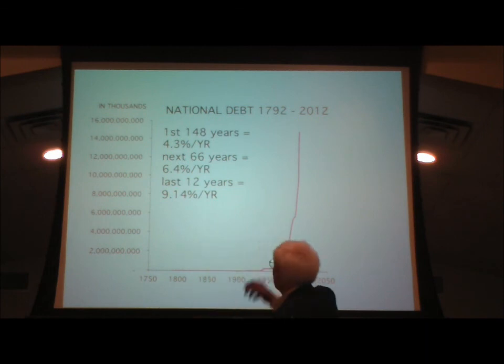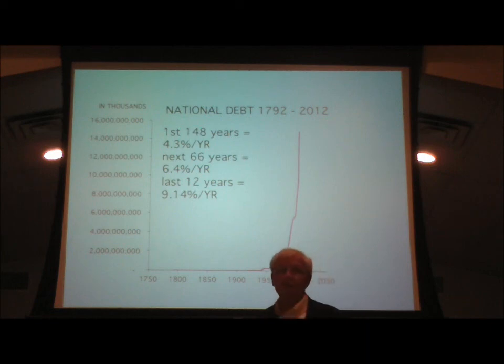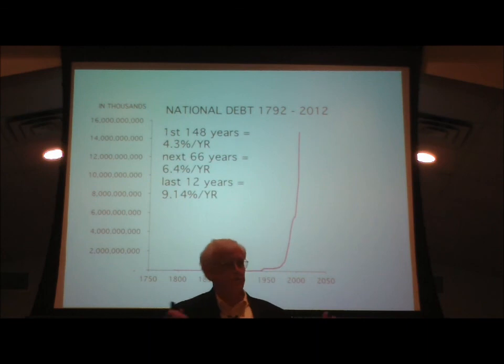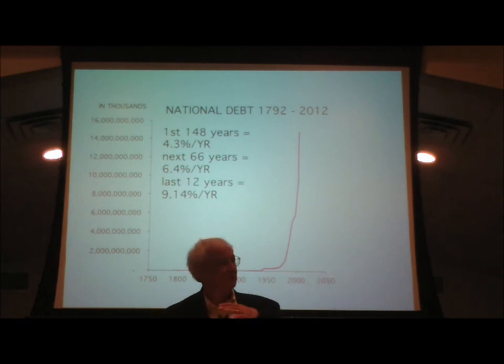So you can see the growth rates here. The first 148 years of our existence, the debt grew at 4.3% a year. The next 66 years, it grew at 6.4% a year. Now, most of this 148 years is a period in which we borrowed money to expand, to purchase land from foreign countries. We borrowed money to fight wars, to survive, and yet we paid those debts off through tax revenues.